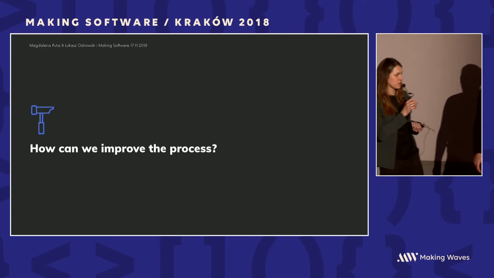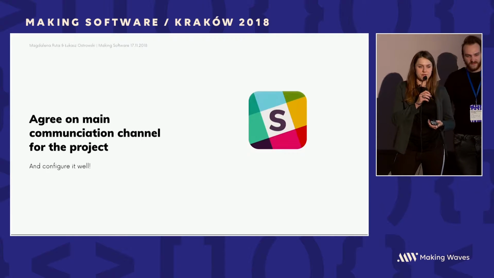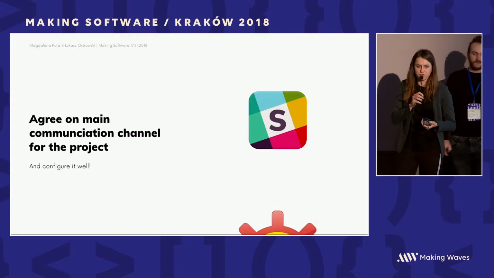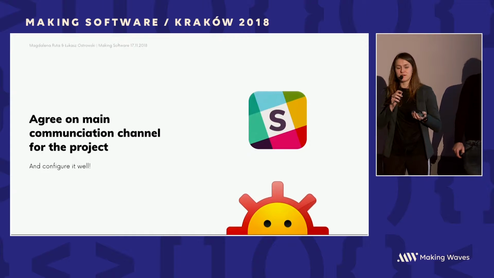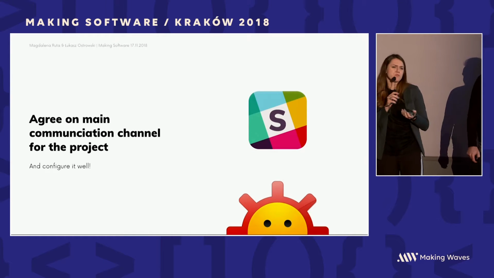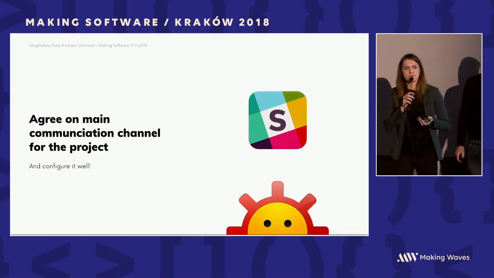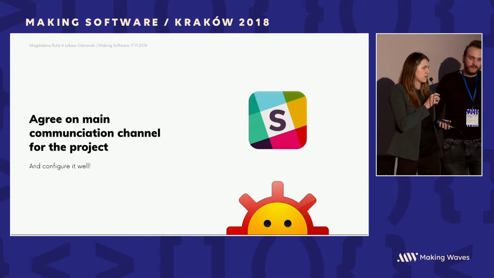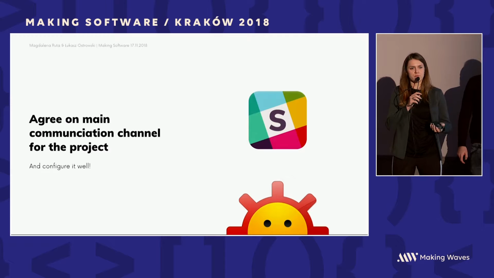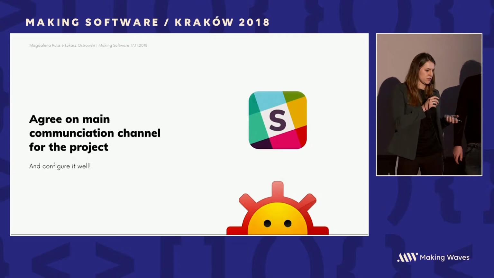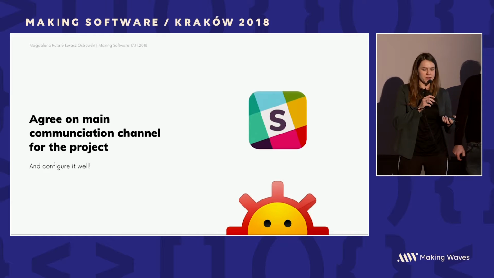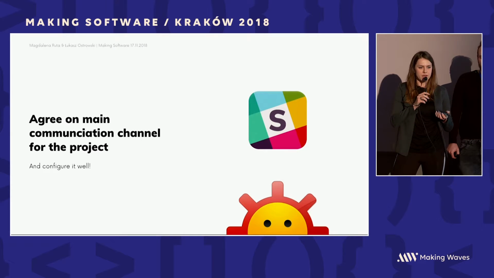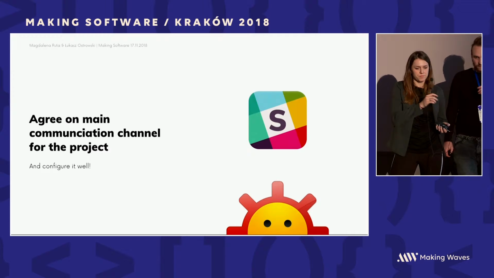So let's think about how we can improve this process. First of all, let's agree on a main communication channel for the project, which is also configured well. For example, I think we mostly use Slack now, and Slack allows many integrations, which will help you keep all information about the project, not only chat, inside one channel, because you can use integrations which will give you, for example, notifications about changes in your project management tool. So you can really have everything in one place, which will be helpful for everyone on the team.